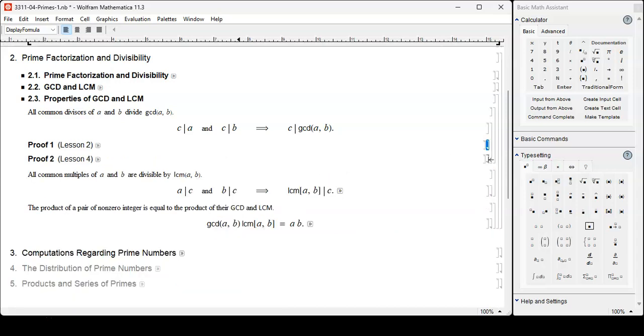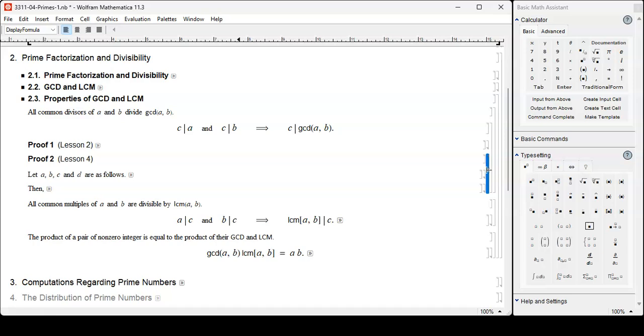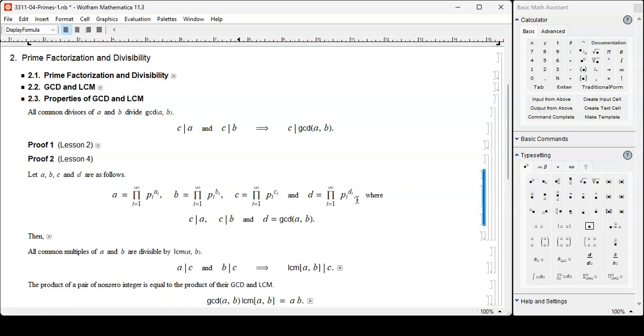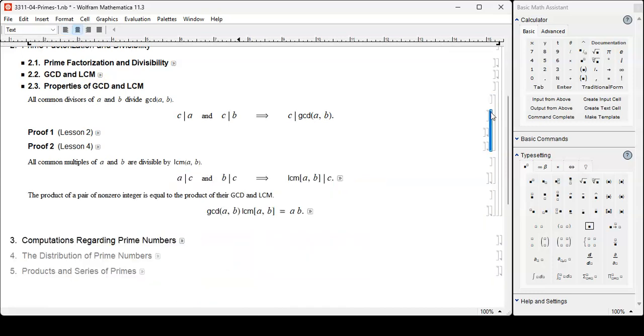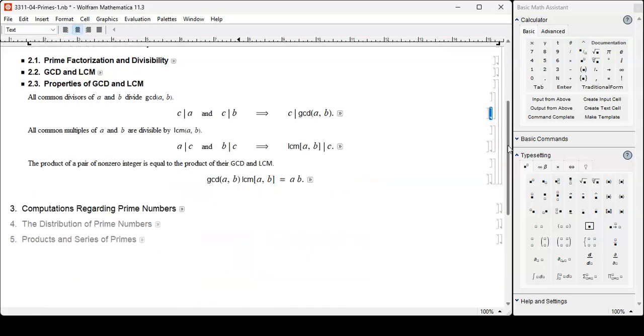But you can use the prime factorization idea as well. a, b, and c and d are like these in infinite product expression. And then c divides a, c divides b. That means ci is less than or equal to ai, ci is less than or equal to bi, therefore it is less than or equal to the minimum. So c divides d. You can approach it like this too, using the prime factorization and infinite product expression.